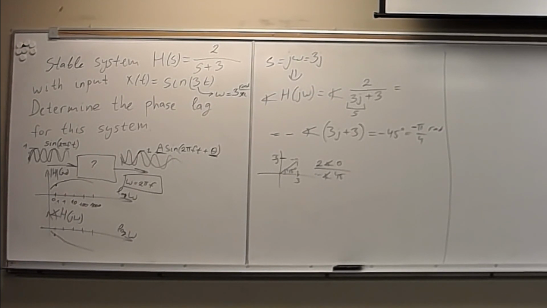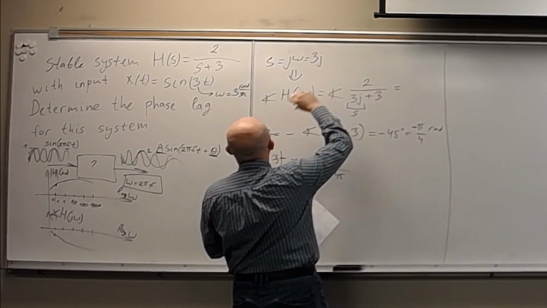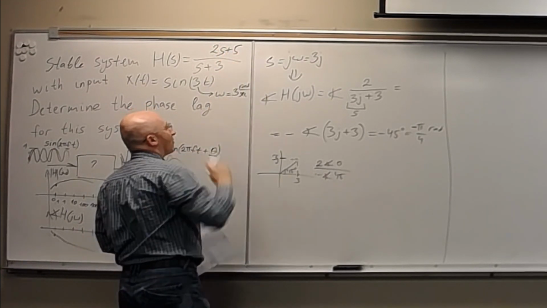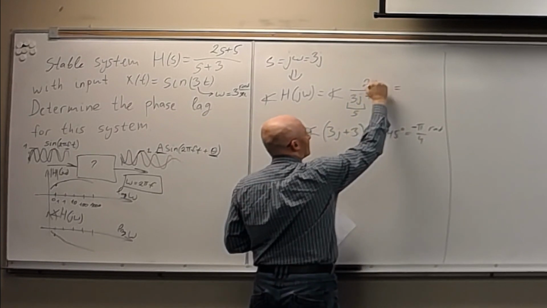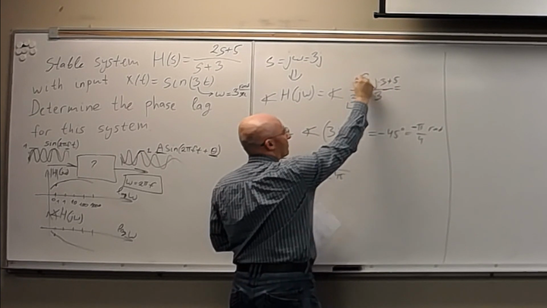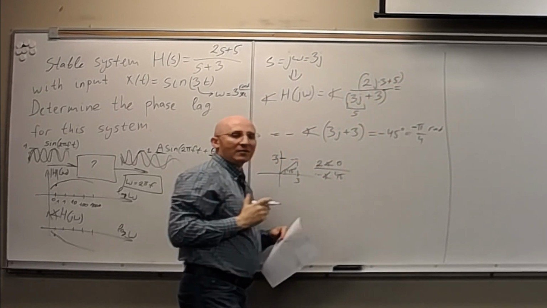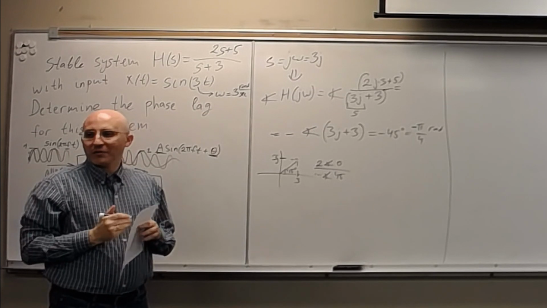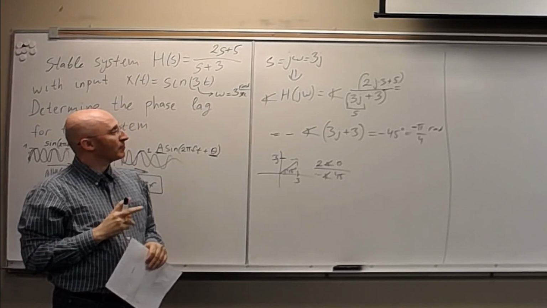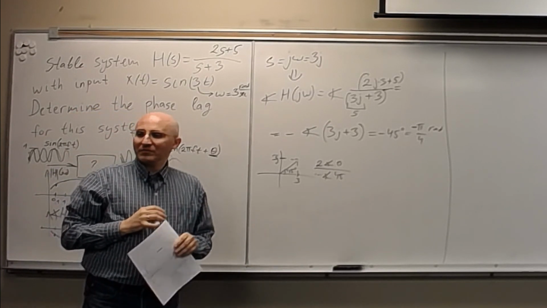Let's try another question. What happens when we have an s in the numerator? Same thing. Let's say it was just 2s or 2s plus 5, whatever. So we make it j times 3 plus 5, and then we're computing the angle of this one minus the angle of this one, and get the same thing. You get the difference in the same way. Okay? Clear?